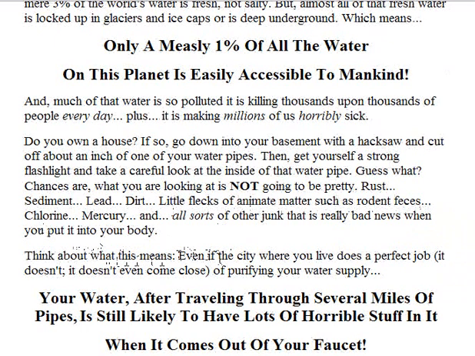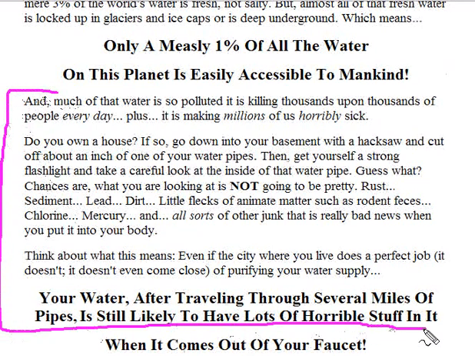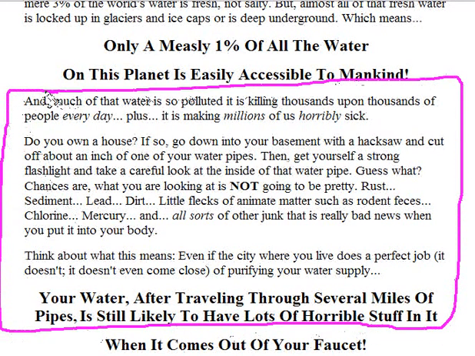Think about what this means. Even if the city where you live does a perfect job, it doesn't even come close to purifying your water supply. Your water, after traveling through several miles of pipes, is still likely to have lots of horrible stuff in it. Okay? Again, here is agitation. In other words, he's getting you to say yuck. He's kind of shocking your senses.